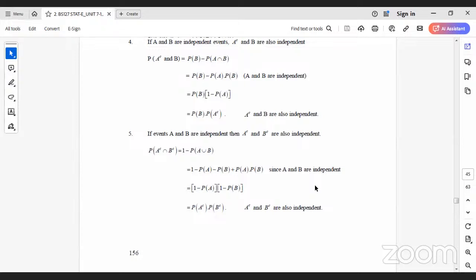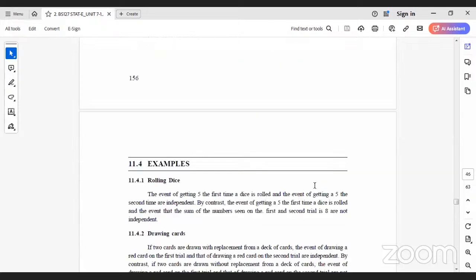If the events A and B are independent, A complement and B complement are also independent. We are taking here P of A complement intersection B complement, which is 1 minus P of A union B, which is 1 minus P of A minus P of B plus P of A into P of B. They are independent, so this is 1 minus P of A into 1 minus P of B. Therefore P of A complement into P of B complement, so A complement and B complement are also independent.